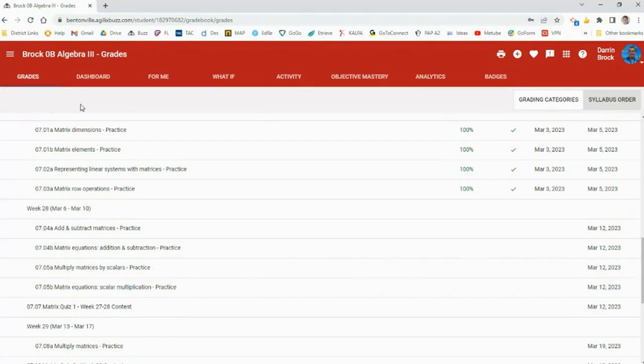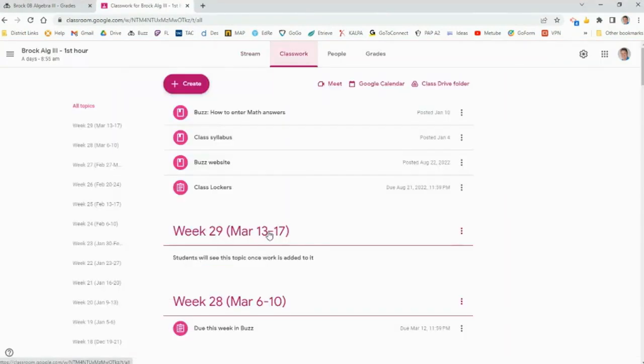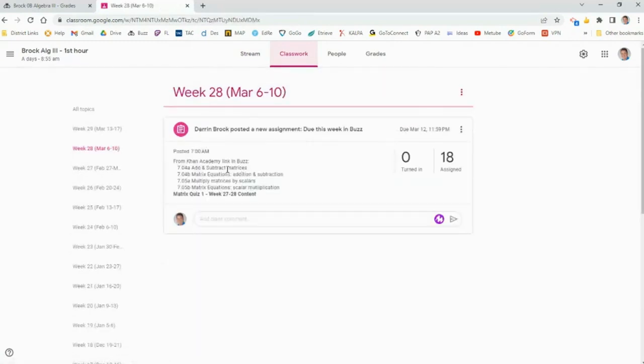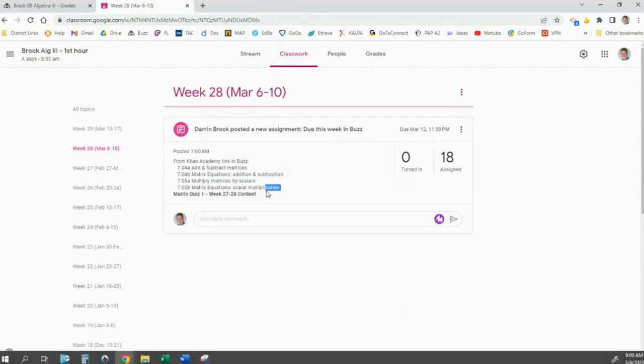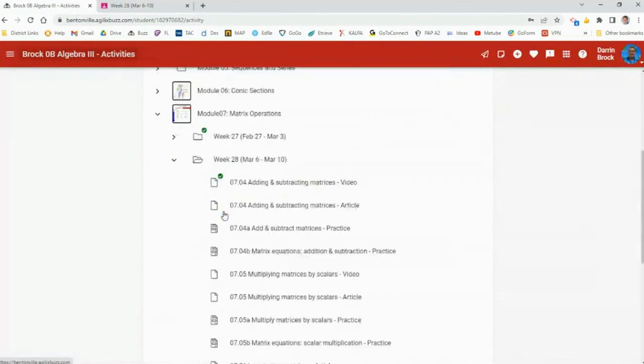Again, when you look in Google Classroom, which we will do right here, look at our classwork for this week, March 6th through 10th. It's all this stuff: add, subtract, matrix. We also have Matrix Quiz 1 in Google Classroom. So let's go back and look at our activity screen. Okay, here's week 28. That's where we're at.